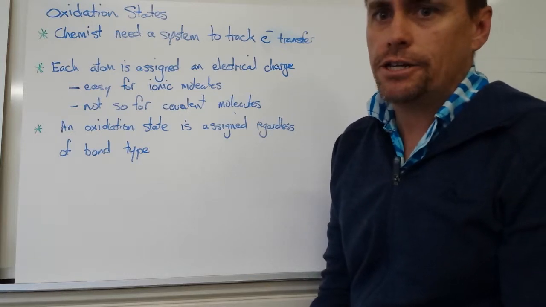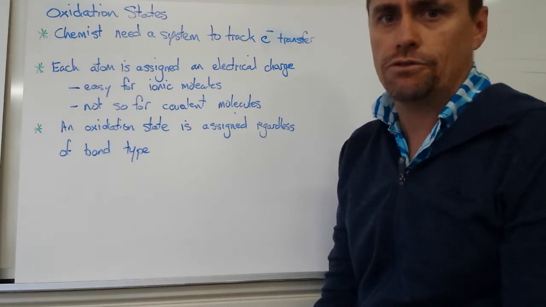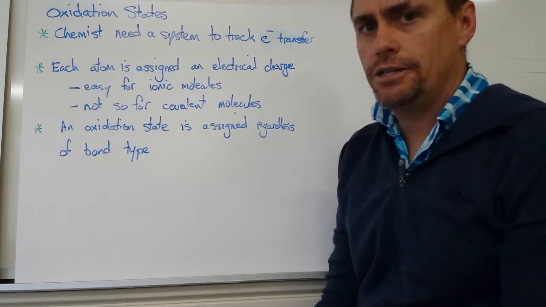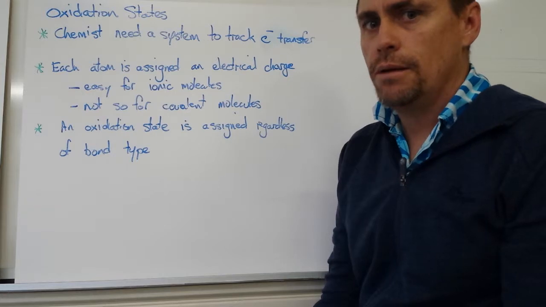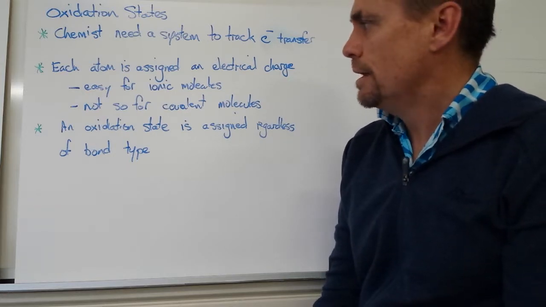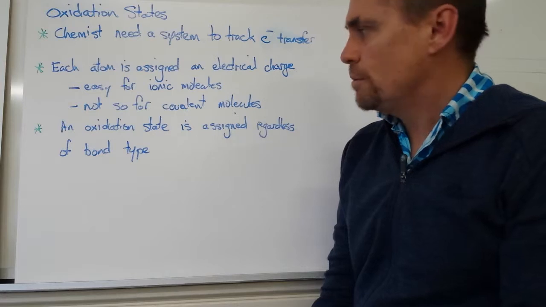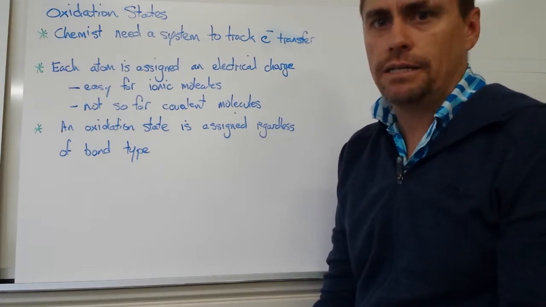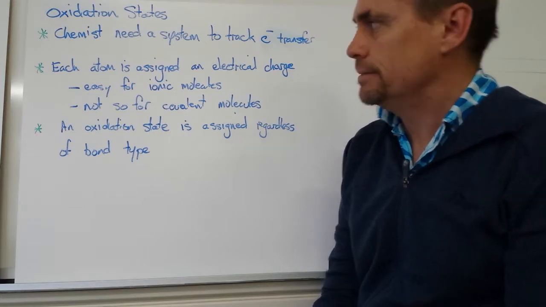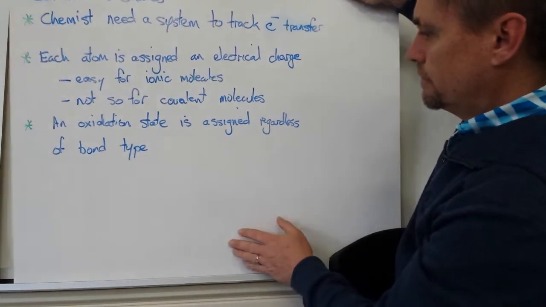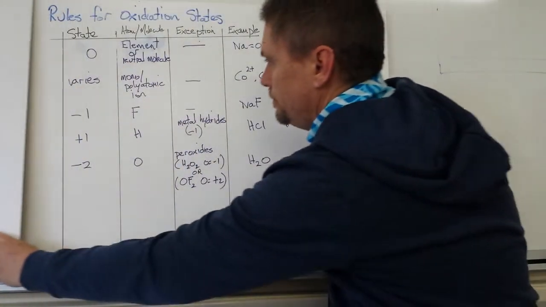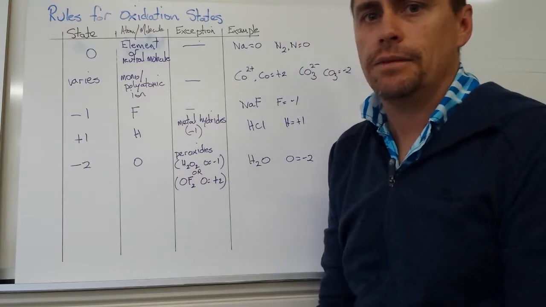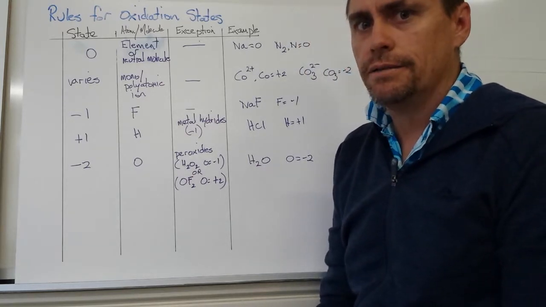In terms of redox reactions, we need to track where the electrons are transferred to. Each atom needs to be assigned an electrical charge, which is easy for ionic molecules, but not so easy for covalent molecules. So we need to assign what's called an oxidation state that is assigned regardless of the bond type, whether it's ionic or covalent. So how do we predict what oxidation state an atom is in? Well, we have a few rules that we can follow.